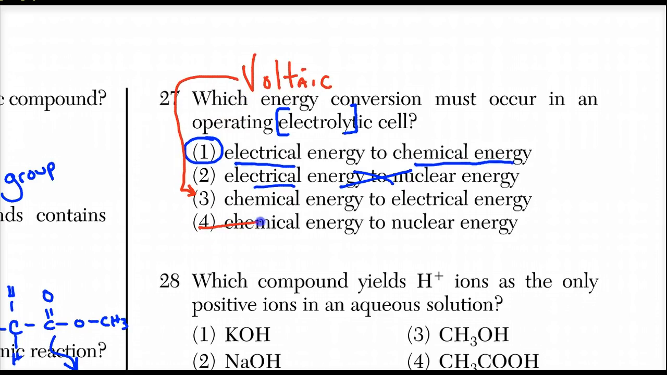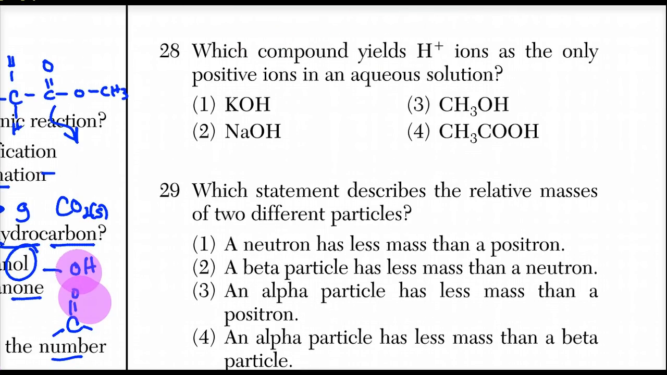Of course, 4 and 1 is silly. Okay. Number 27 is choice 3. I'm sorry, choice 1. Sorry, I'm looking at my examples that are not. So number 27 is 1. Okay, where electricity is used. Sorry. Number 28. Which compound yields H pluses?